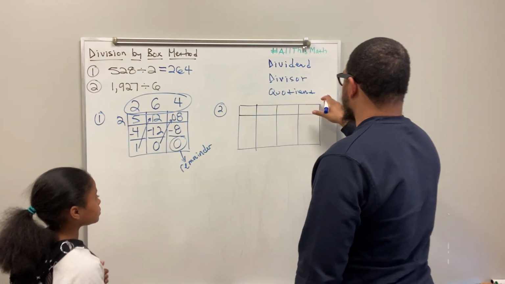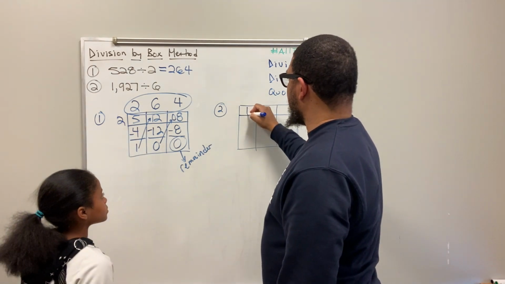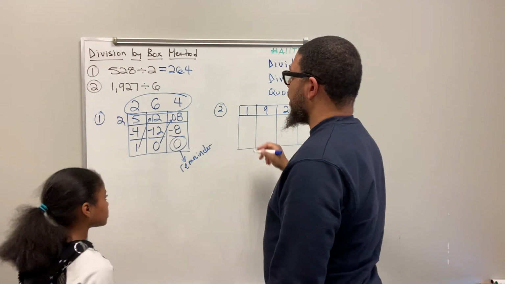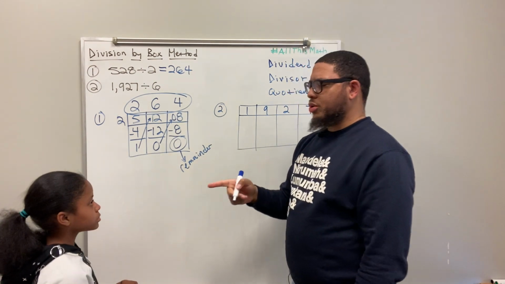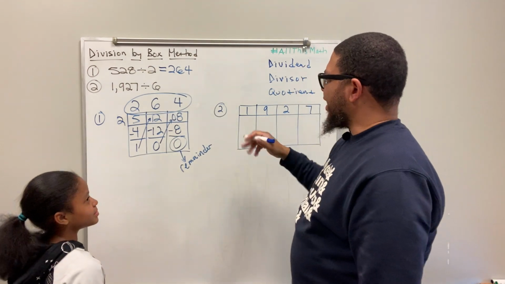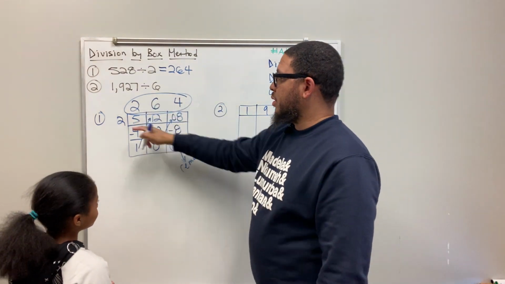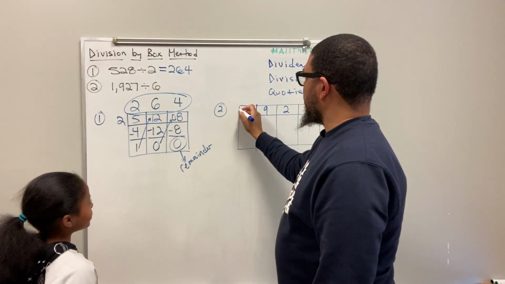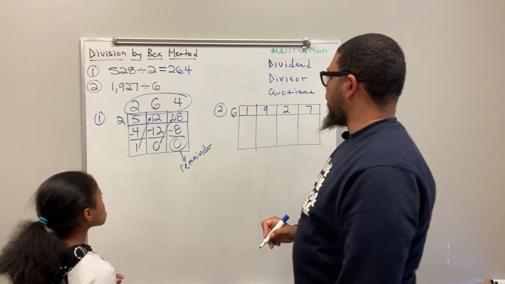All right. And then I draw a line for my dividend. My quotient goes on top. So I put the 1 right here, the 9 right there, the 2 right there, the 7 right there. And then, Assata, where does the divisor go? You remember? Where does the 6 go at? Not on top. The quotient goes on top. Look where the 2 was in the last problem. On the side. So the 6 is going to go on the side. We're going to put that right there.